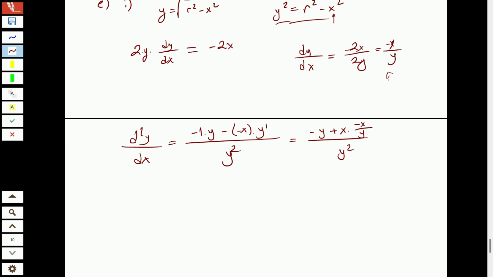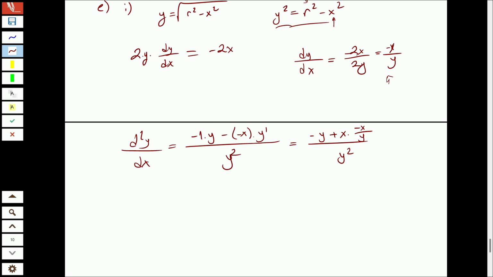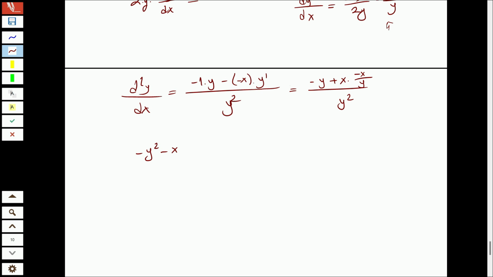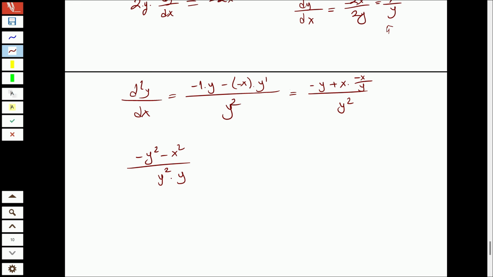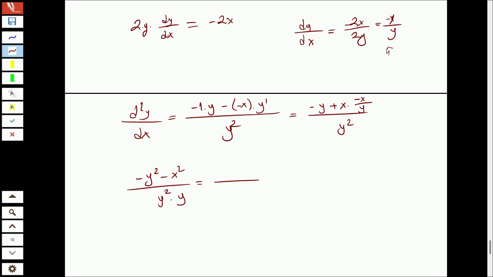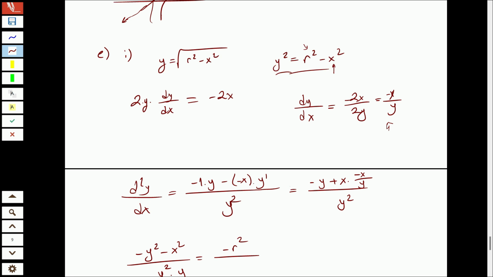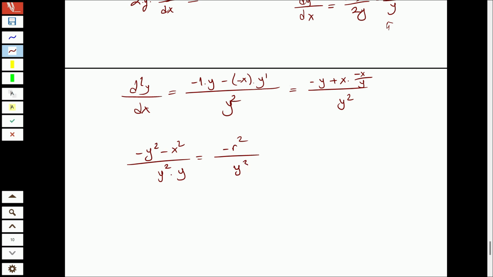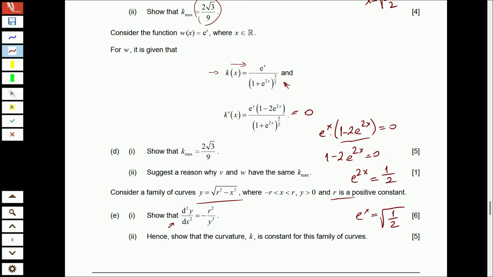If we simplify this expression, yeah, it will be minus y square minus x square divided by y to the power of 2 times y, because it will come from the denominator of the up. And I know that minus y square minus x square will be minus r square from this equation, okay? And the denominator is y to the power of 3. Yeah, we can show like this.